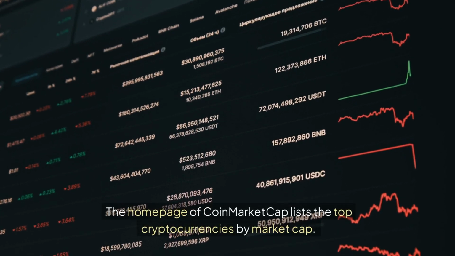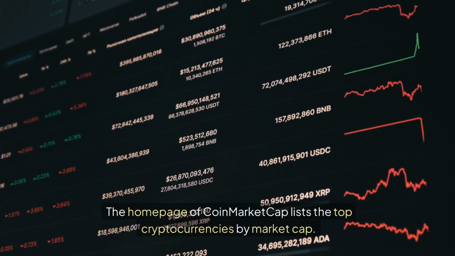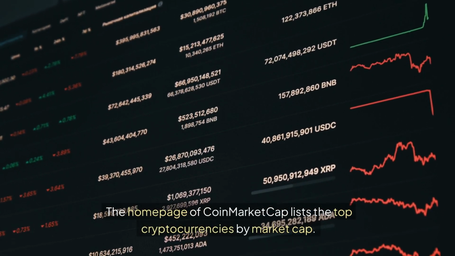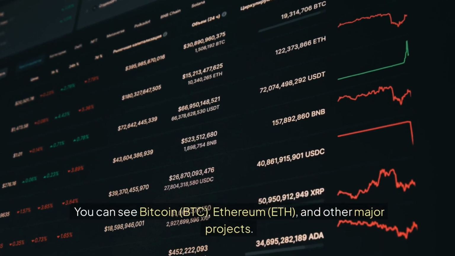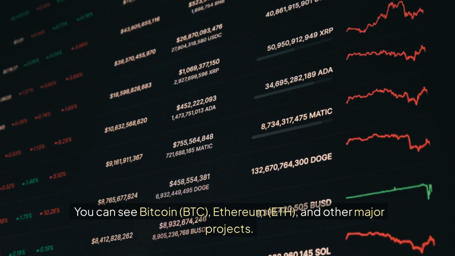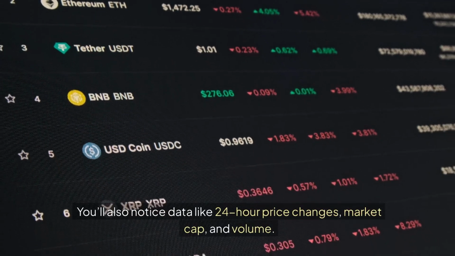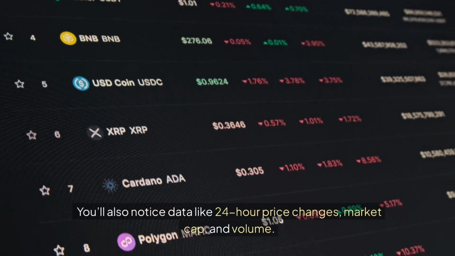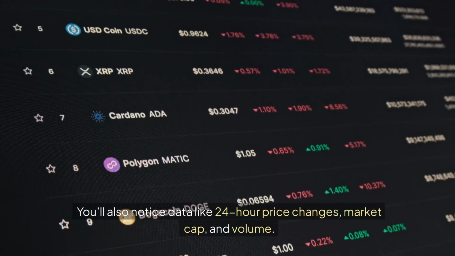The homepage of CoinMarketCap lists the top cryptocurrencies by market cap. You can see Bitcoin, BTC, Ethereum, ETH, and other major projects. You'll also notice data like 24-hour price changes, market cap, and volume.